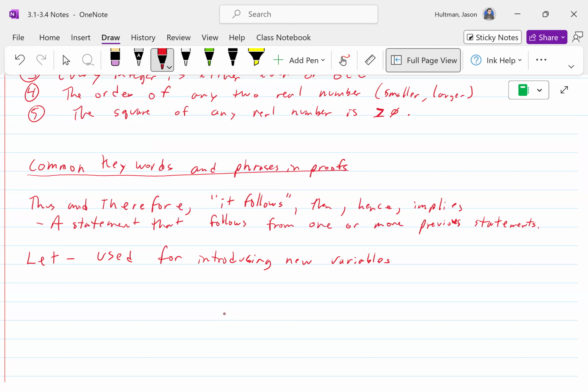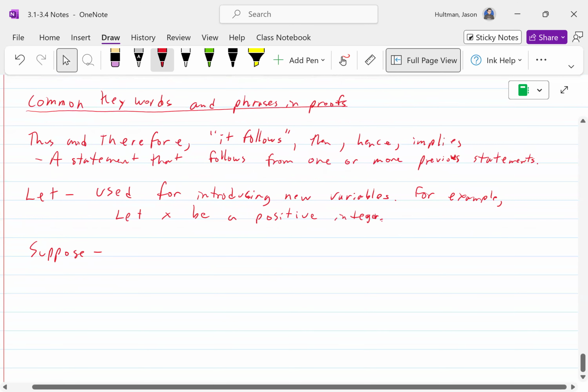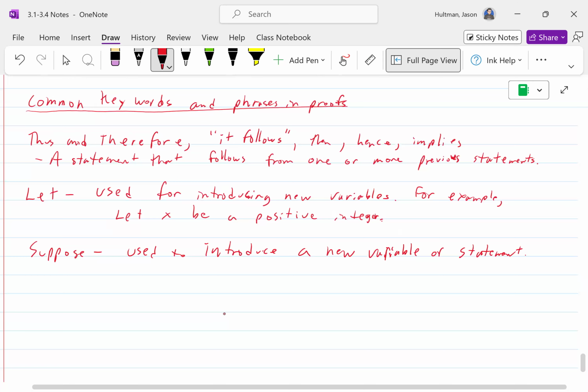Okay, for example, let x be a positive integer. Okay, so we're telling what is the new variable? What's the characteristic of the new variable that we're introducing? Okay, suppose. Okay, suppose can be used to introduce a new variable or statement, or we could say or assumption. Something that is assumed to be true.